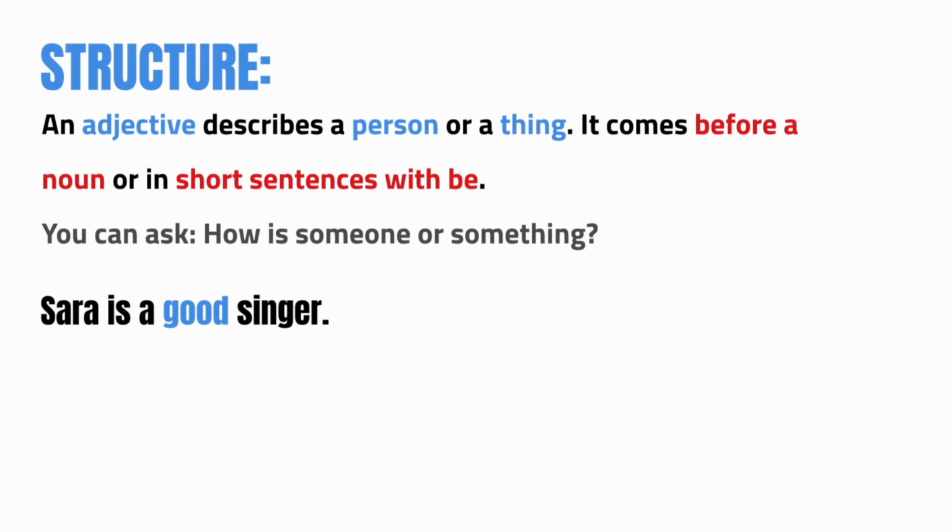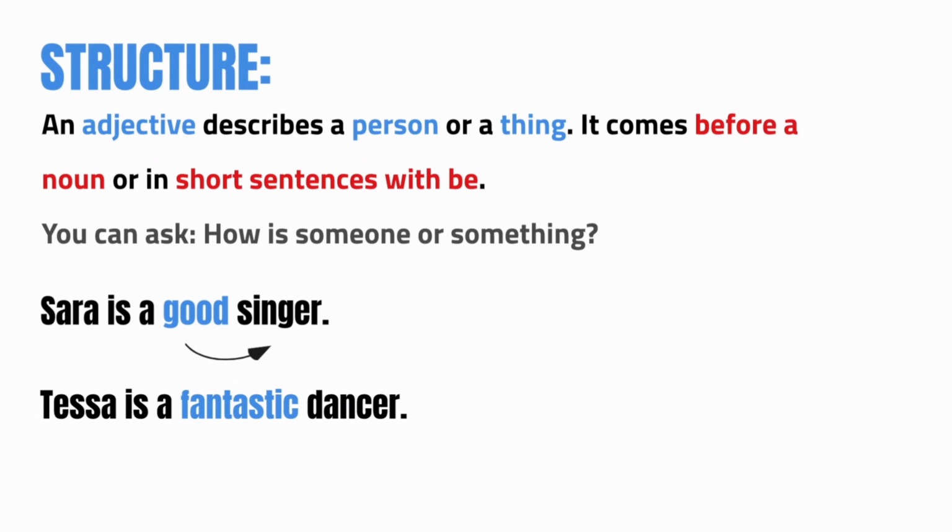In German, wie ist jemand oder etwas? Zum Beispiel auch ein Zustand. For example, Sarah is a good singer. Good describes the noun singer. Tessa is a fantastic dancer. Fantastic describes dancer. A short sentence with be is: Laura is nice.